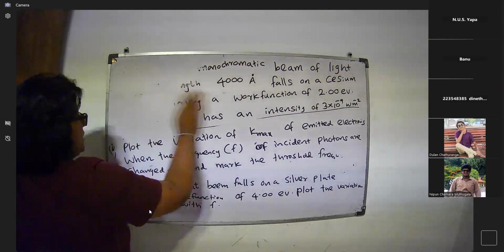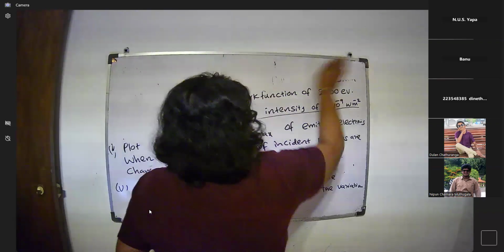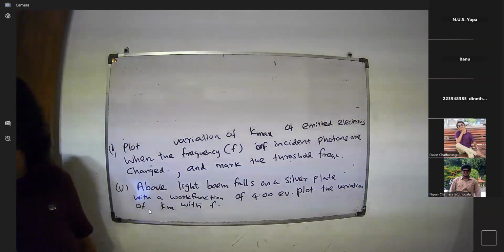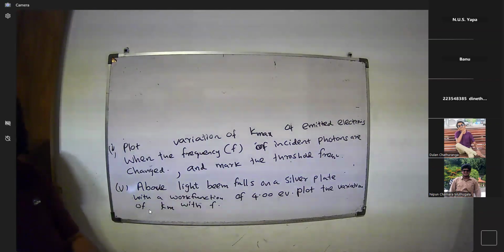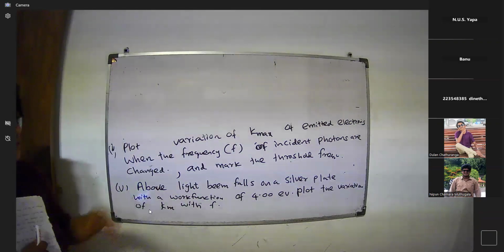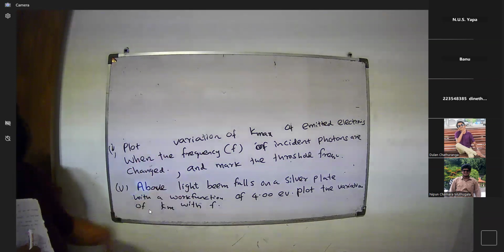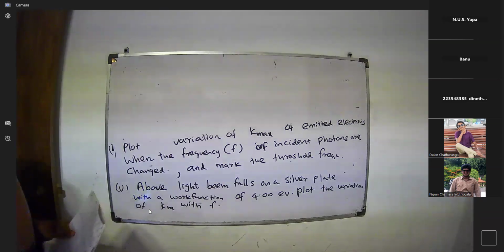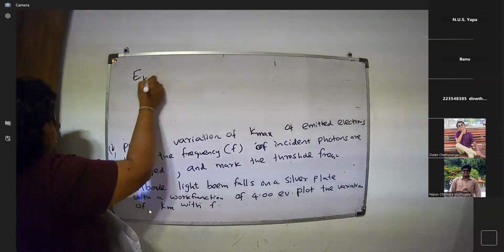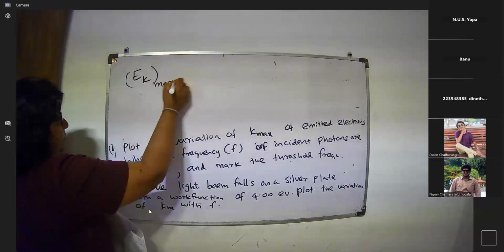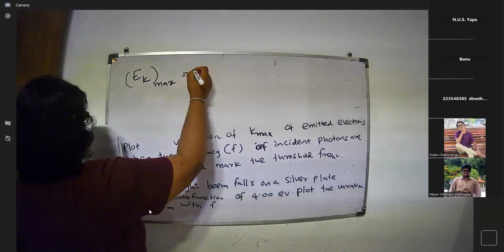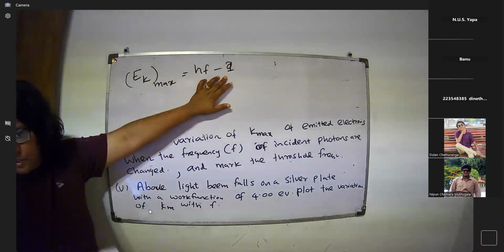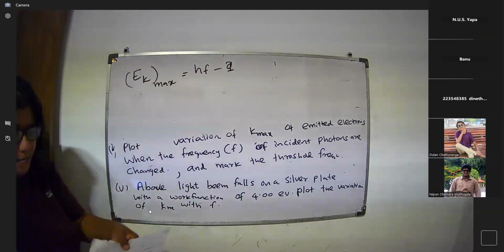This is described about the cesium plate, and its work function is 2 electron volts. Now, given one silver plate, the work function is 4. Then we have to plot the graph: first one for the cesium plate, second one for the silver plate, on the same graph, and name which is the silver and which is the cesium. Then in the equation I explained before, Ek maximum equals hc over lambda, or hf minus phi.